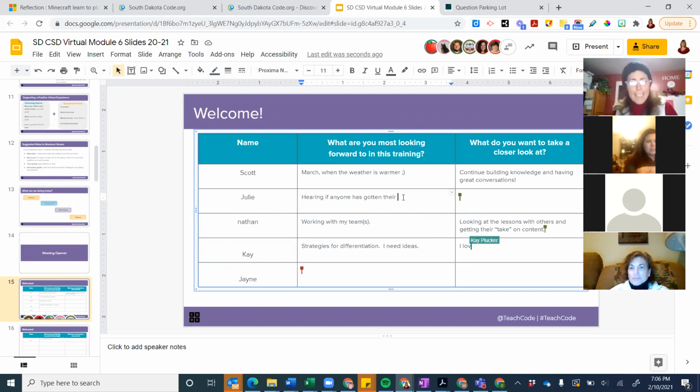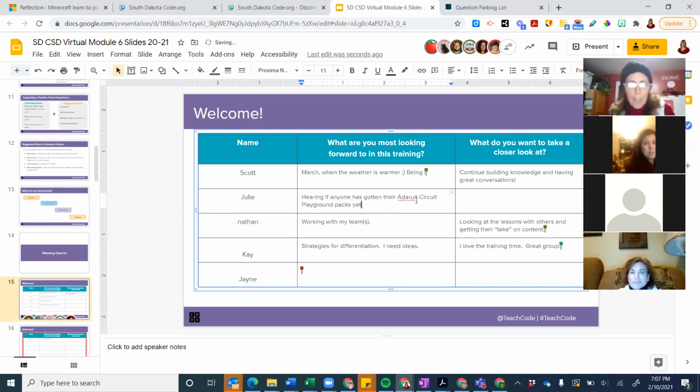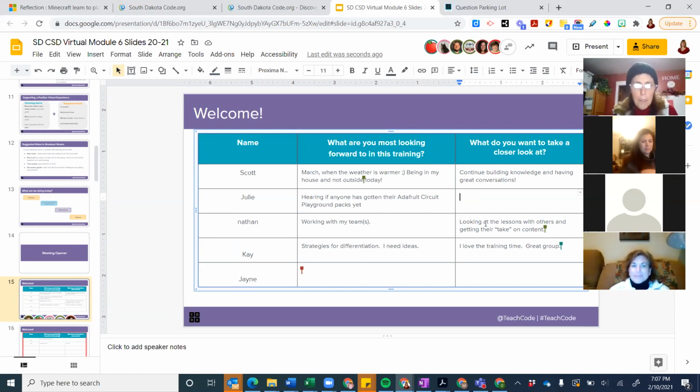Okay, so Scott's looking forward to March when the weather is warmer. That doesn't include what he's doing tonight, though. Continuing building knowledge and having great conversations. Julie, hearing if anyone has gotten their Circuit Playground packets yet. Nathan, working with the team on strategies for differentiation. I need ideas.